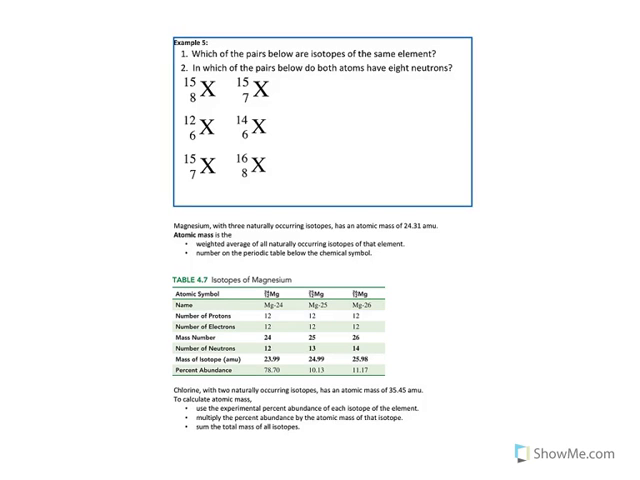Good afternoon, class. Today we are going to continue talking about Chapter 4. So let's do a little bit of review.